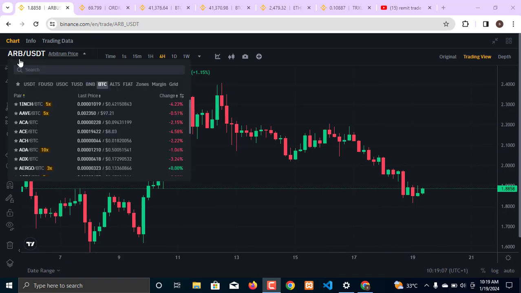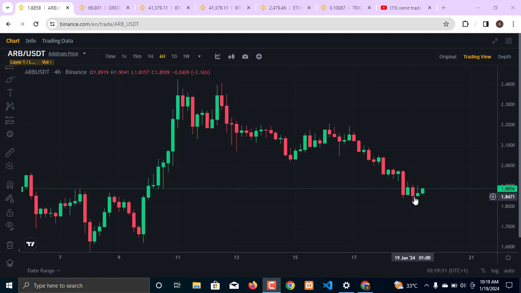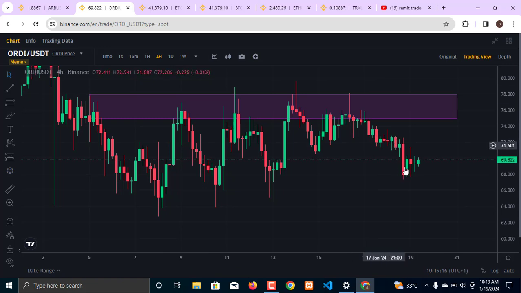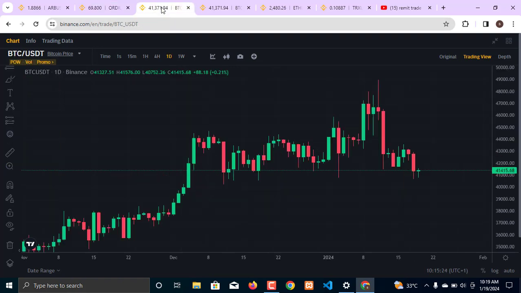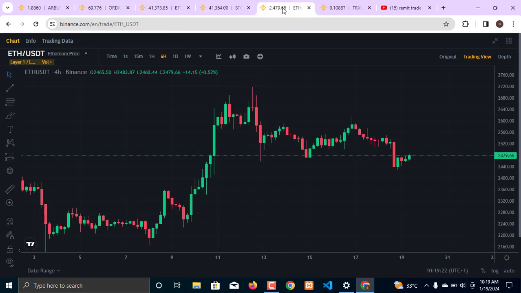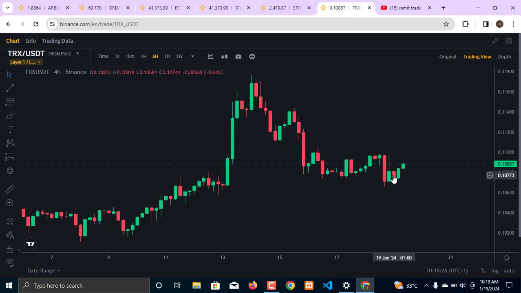On the ARB chart, that is ARBUSDT, you see the market drop right down. I'm going to talk about this in a moment, and also on ORDI, look at it according to prediction. Market dropped up to this point of support. BTC and every other pair is moving according to analysis, and I will also talk about TRX because we took this position in the premium signal group yesterday. I'm going to talk extensively on this, so definitely stick around till the end of this video.